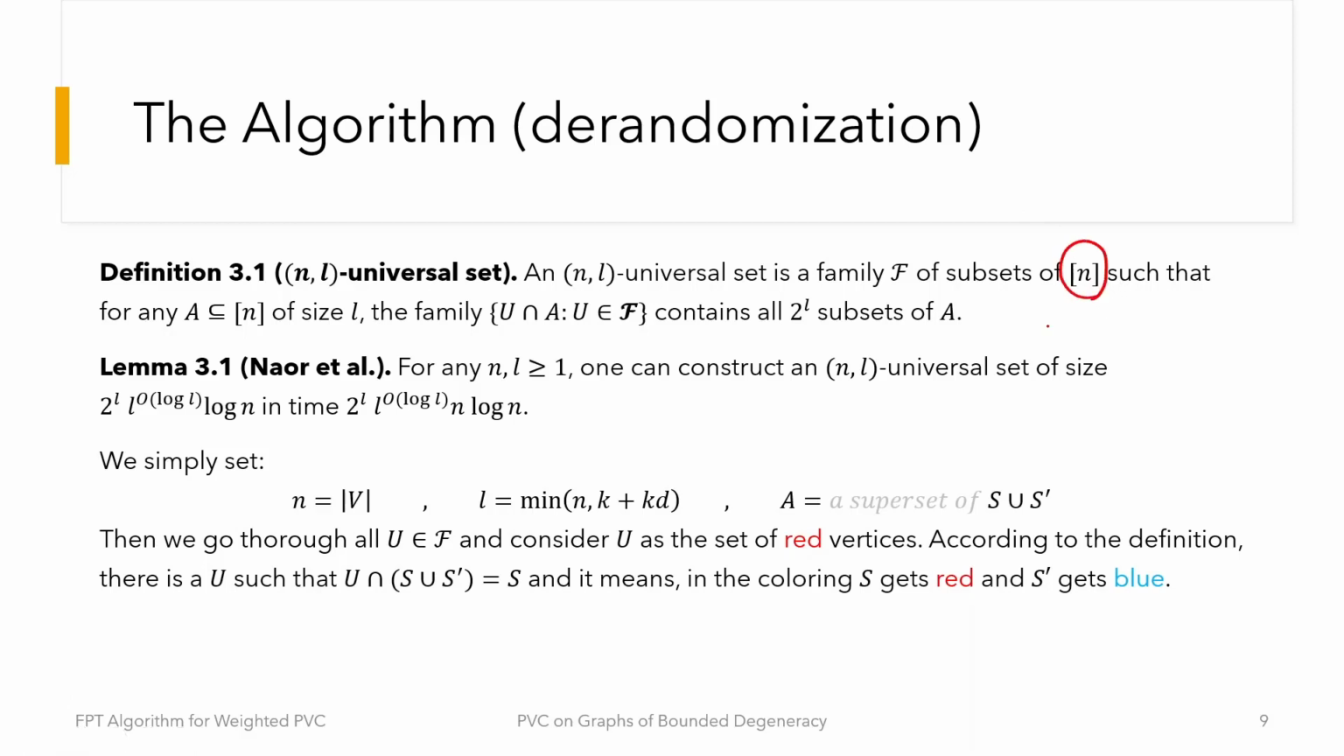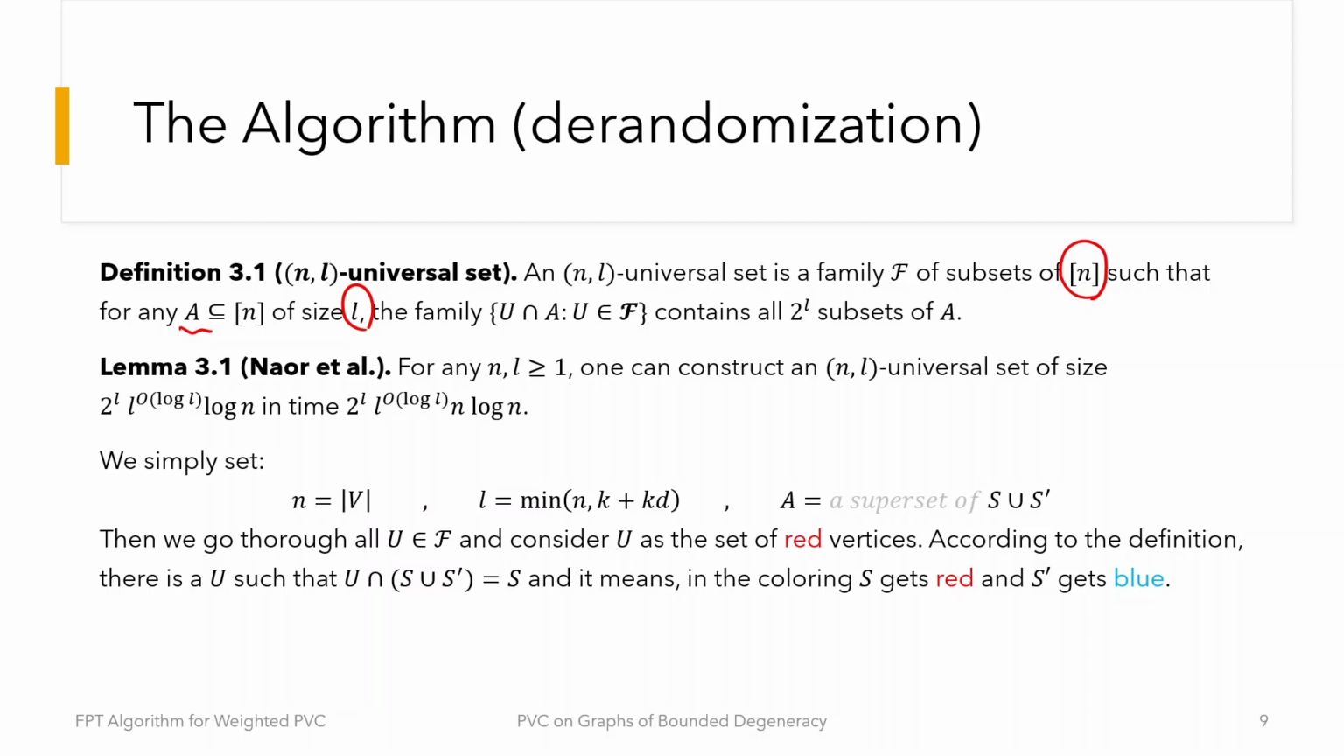so our main set is V, the set of vertices, and L is K plus KD, but it could be more than N, so minimum of N and K plus KD. And subset A is S union S prime, but because S union S prime can have a size less than L, we just consider a random superset of S union S prime. Only because we want A to be of size L.